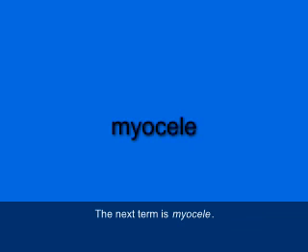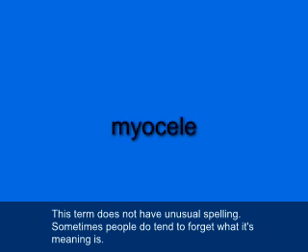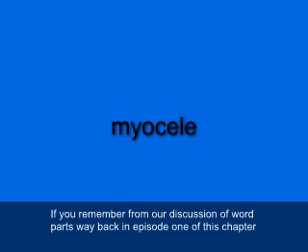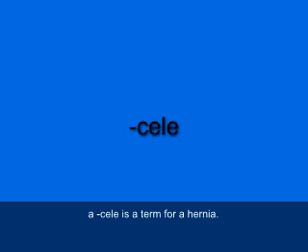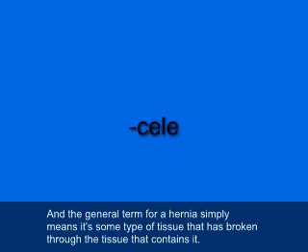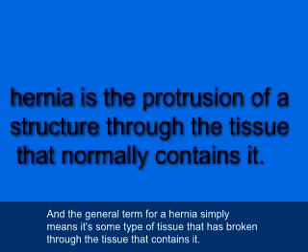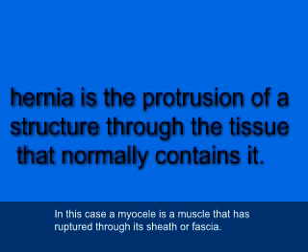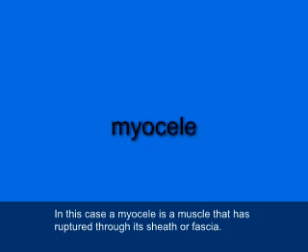The next term is myocele. This term does not have unusual spelling. Sometimes people do tend to forget what its meaning is. If you remember from our discussion of word parts way back in episode 1 of this chapter, a cell is a term for a hernia. And the general term for a hernia simply means it's some type of tissue that has broken through the tissue that contains it. In this case, a myocele is a muscle that has ruptured through its sheath or its fascia.